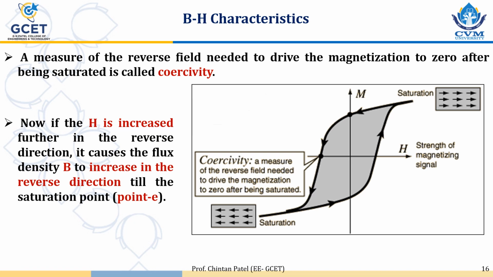Coercive force or coercivity is a property of material which is required to drive the magnetization or magnetic flux density to 0 after being saturated. So you can see at positive saturation the particles are aligned on this right hand side. With negative saturation, particles are aligned on the left hand side. So it is completely two opposite phenomena.